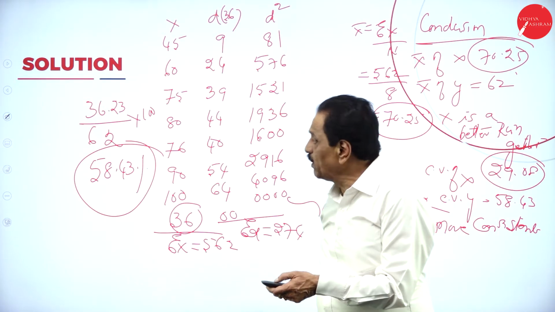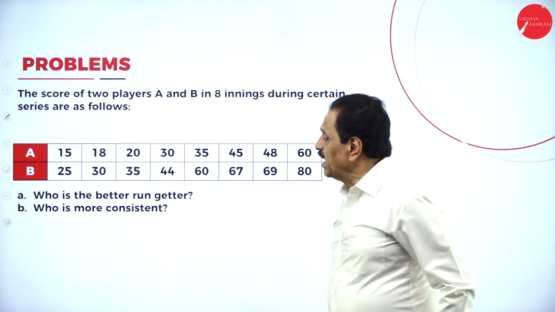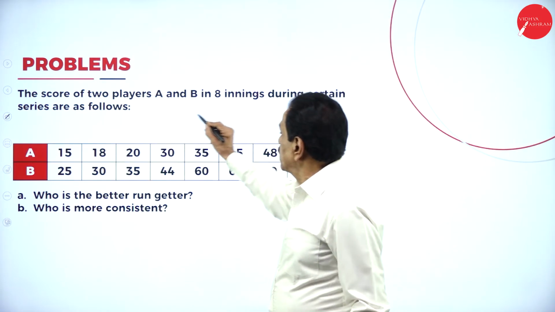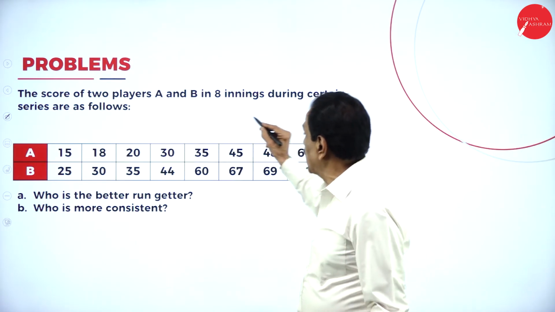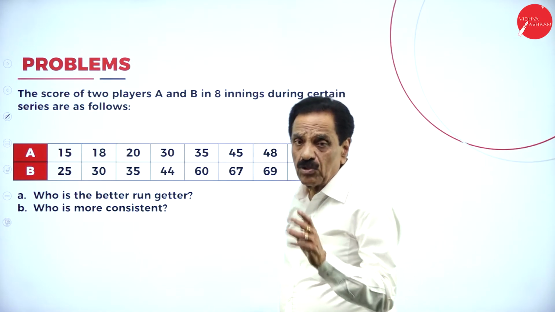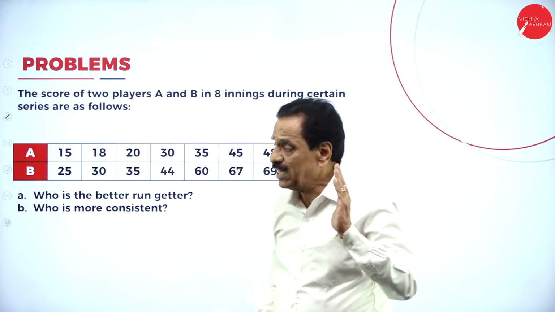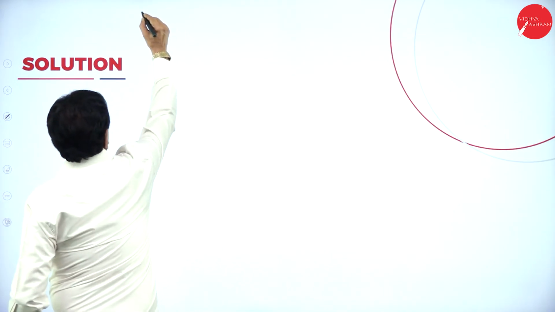We'll go to the next problem now. There are two batsmen here, A and B, with their innings like this. I will go very slowly now. What is the first step to do? First mean, then standard deviation. We'll go with A.